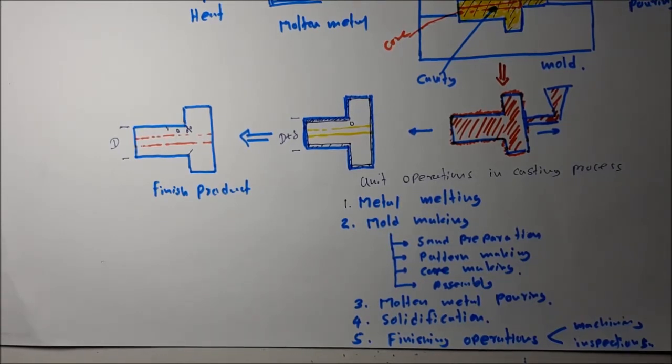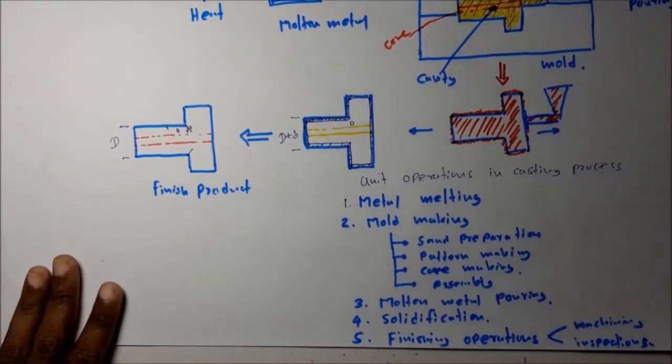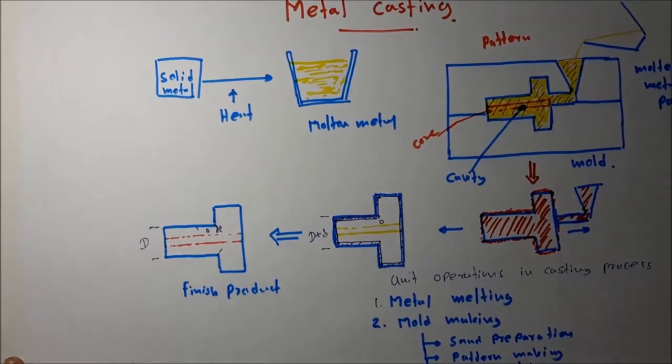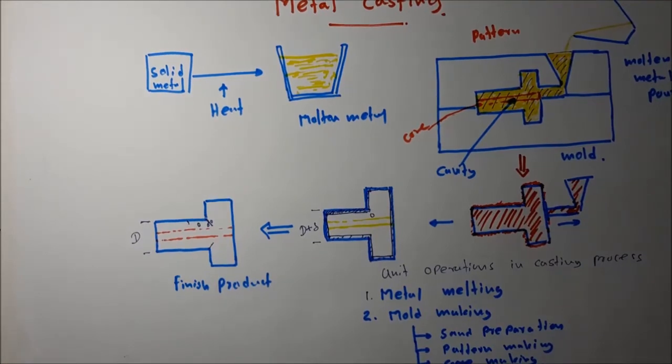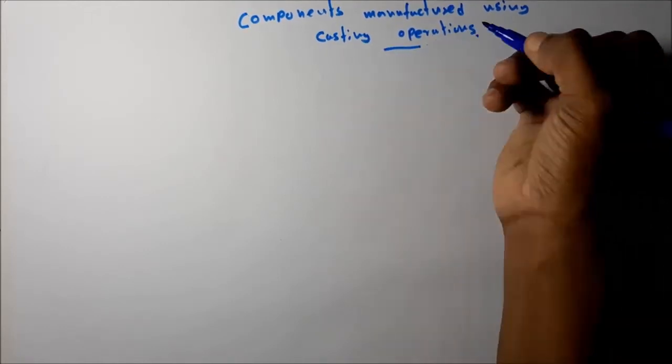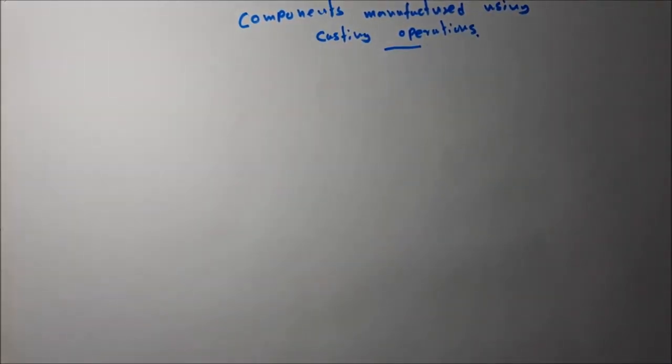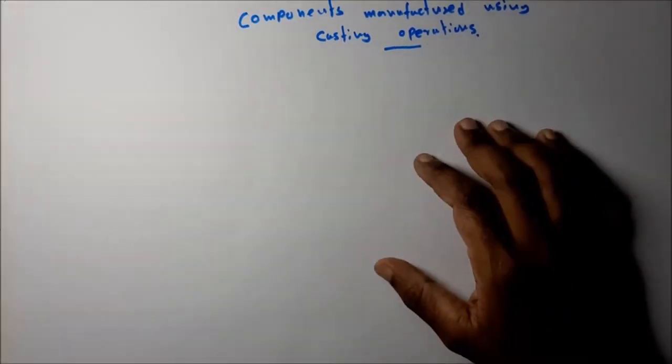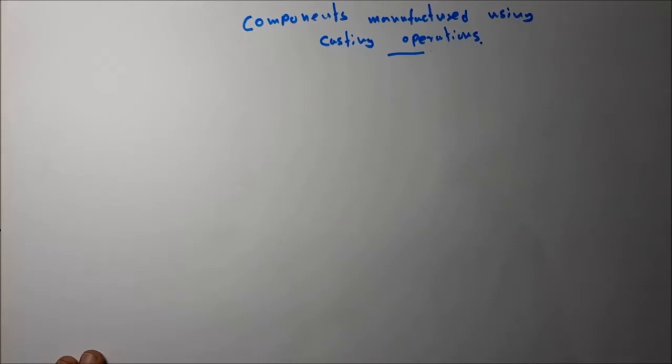Then we are going to discuss what components are manufactured using casting operations, with some example components. We can say that every metal component has a certain casting stage when it finishes as a product. That means every metal component has a certain casting stage.